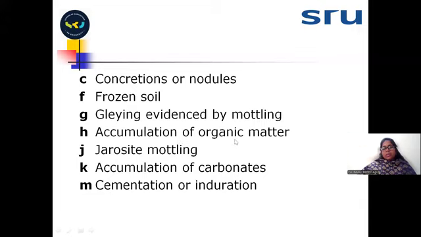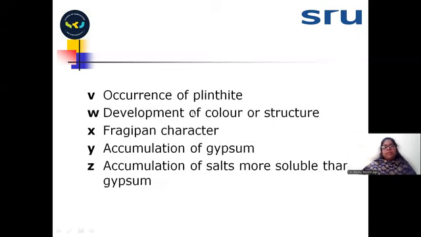Small h represents accumulation of soil organic matter. Then small j represents jarosite mottling. Jarosite mottling is nothing but sulfur accumulation which gives yellow color mottled appearance. So small k represents accumulation of carbonate. Small m represents cementation or induration. Then small v represents plinthite layer. Then small w represents development of color or structure. Small x is fragipan character. Small y is accumulation of gypsum, and small z is the accumulation of salts which are more soluble than gypsum.